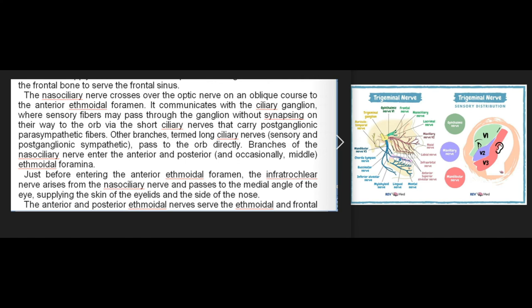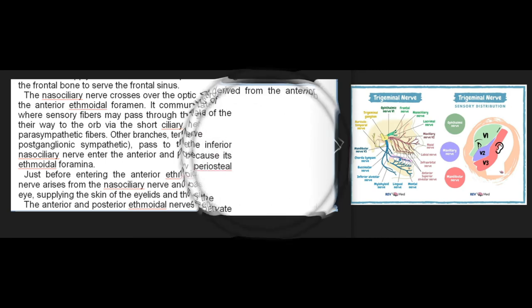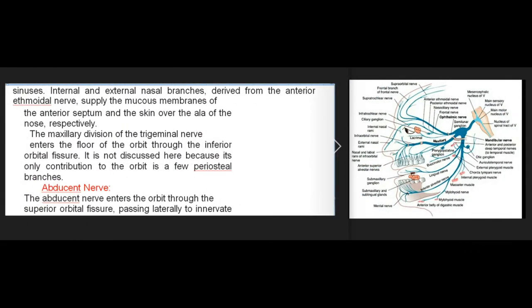Just before entering the anterior ethmoidal foramen, the infratrochlear nerve arises from the nasociliary nerve and passes to the medial angle of the eye, supplying the skin of the eyelids and the side of the nose. The anterior and posterior ethmoidal nerves serve the ethmoidal and frontal sinuses. Internal and external nasal branches, derived from the anterior ethmoidal nerve, supply the mucous membranes of the anterior septum and the skin over the ala of the nose, respectively.